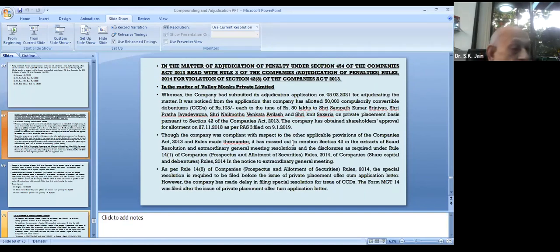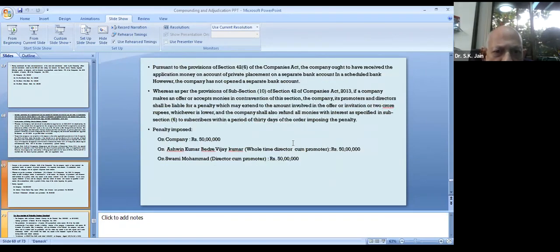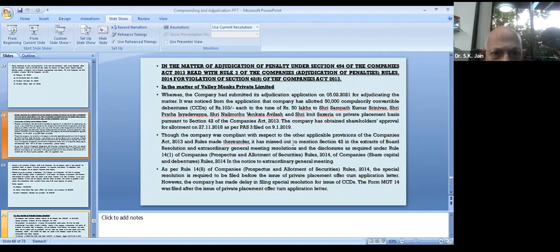Now, a 1 crore 50 lakh penalty has been imposed in the matter of Valley Monks Private Limited. The company had submitted an application on ITNA for adjudication of the matter. It was noted from the application that the company had allotted 50,000 compulsorily convertible debentures of rupees 103 each, to the tune of rupees 50 lakh, to Sri Sampat Kumar Srinivas. So the violation was of Section 42 of the Companies Act.